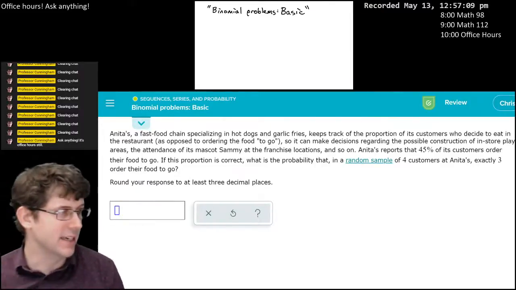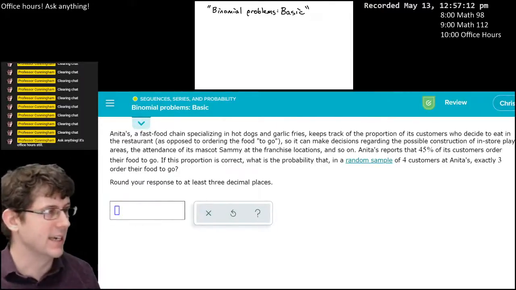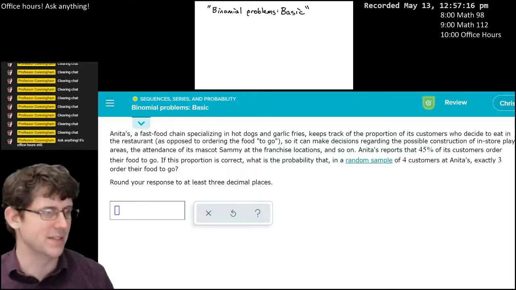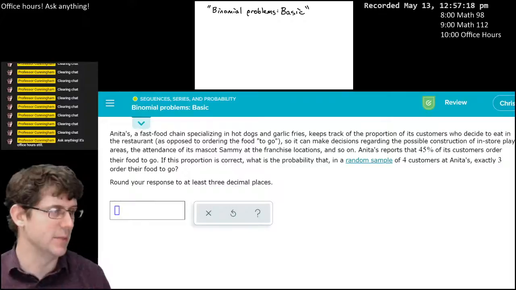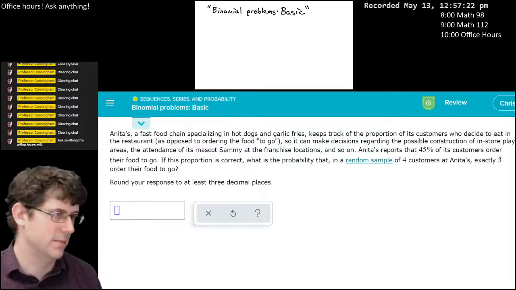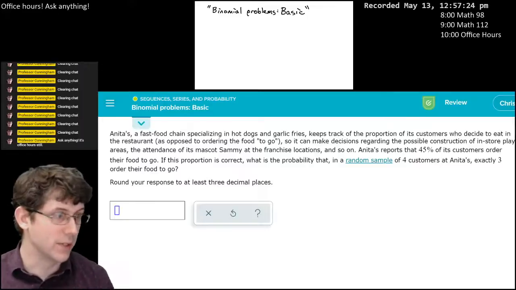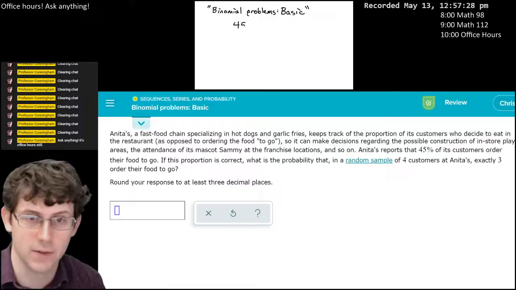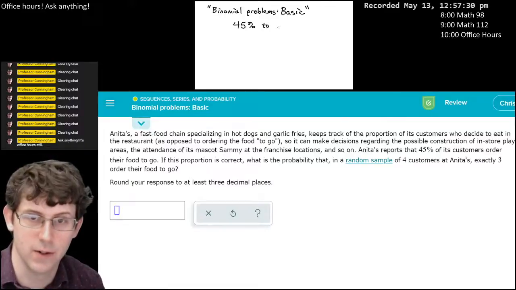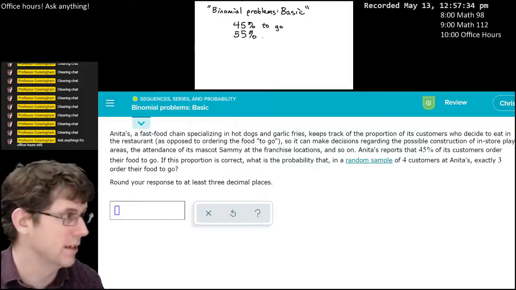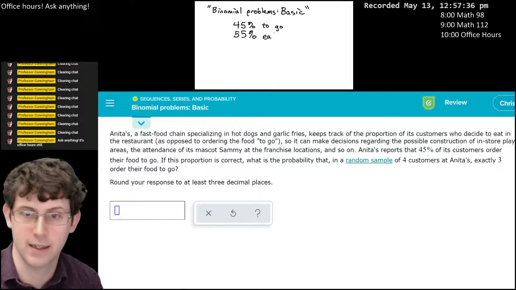So it says Anita's, a fast food chain specializing in hot dogs and garlic fries, keeps track of the proportion of its customers who eat in the restaurant as opposed to ordering to go. So it can make decisions. Anita's reports that 45% of its customers order their food to go. So 45% to go. I guess that means 55% are eating in.